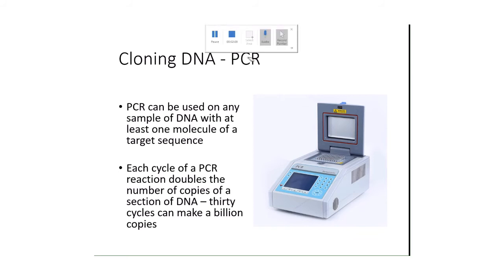So if you do the math, if you do it in 10 cycles, 2 to the exponent 10 is 1,024 copies. And if you run it for 30 cycles, I cannot do that in my head, but if you were to plug it in a calculator, it would tell you that there are going to be billions of copies. And so you can do this in under several hours. So you start with one copy and you end up having billions of copies. Very convenient, very easy to use.